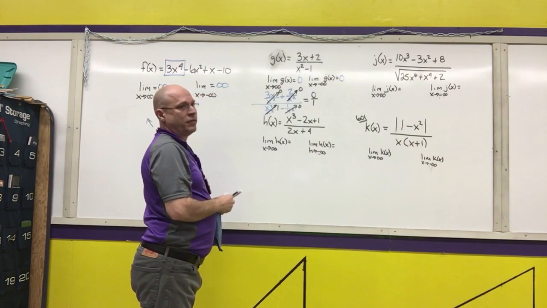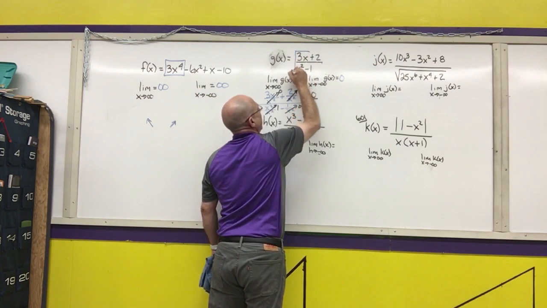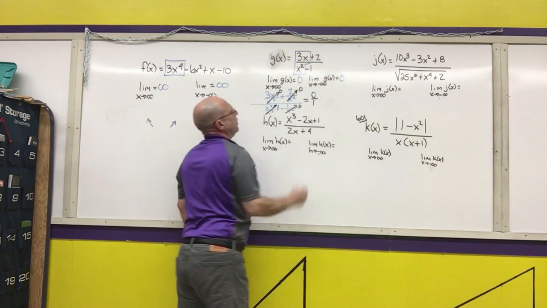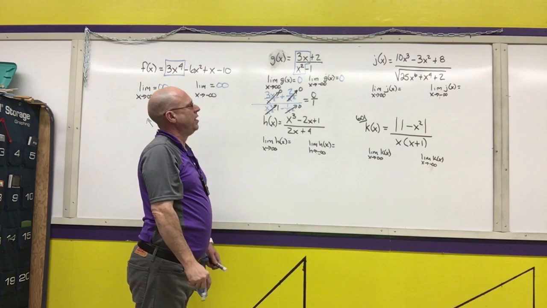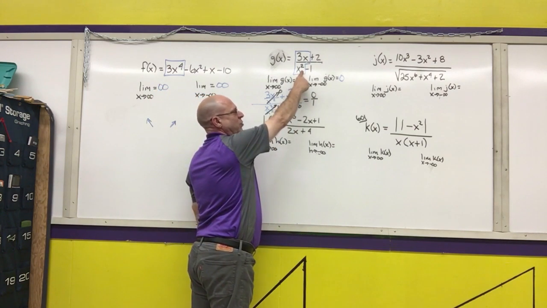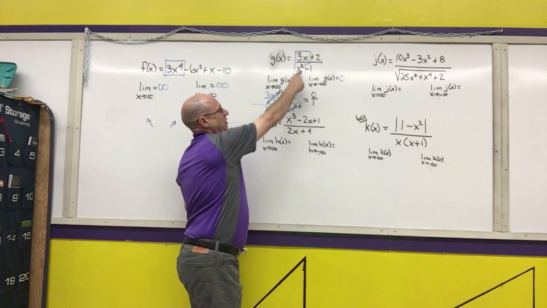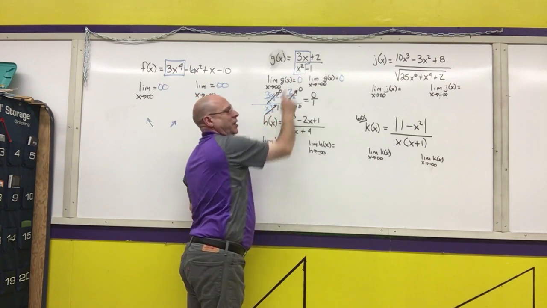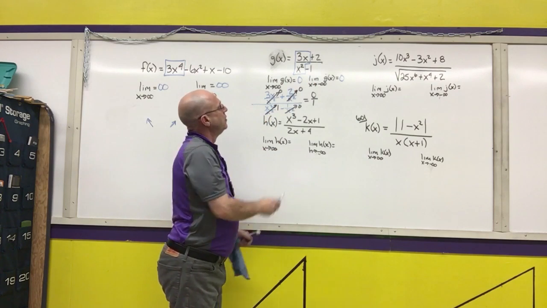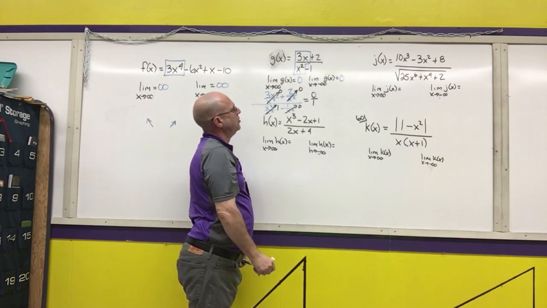There is a shortcut for rational functions, and that shortcut is just to look at the highest degree term in the numerator and the denominator. The reason why we can do this is I've got this x squared function. Subtracting 1 from something that's going very, very big really is going to be negligible. Same thing, adding 2 to something that's going to go very, very big is going to be negligible.